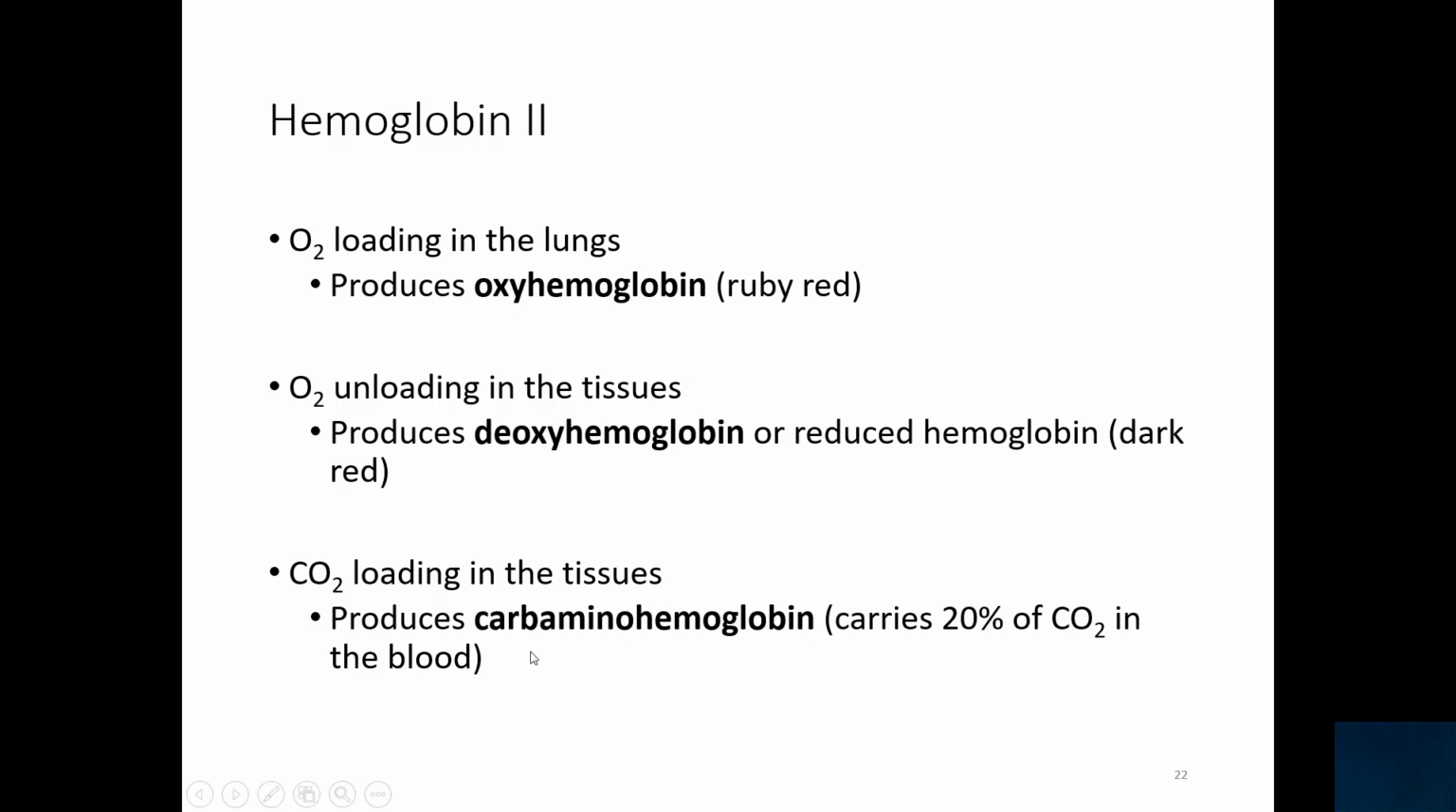In some cases, hemoglobin can carry a small amount of carbon dioxide. In this case, it's called carbaminohemoglobin. Please memorize all those 3 terms.